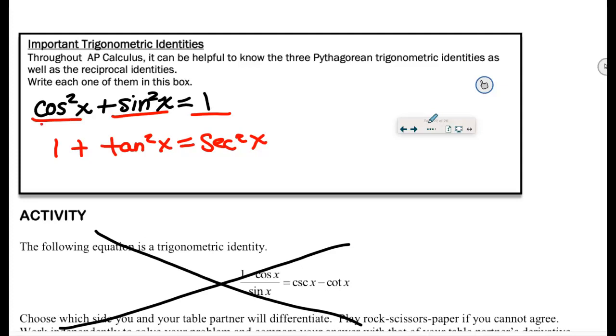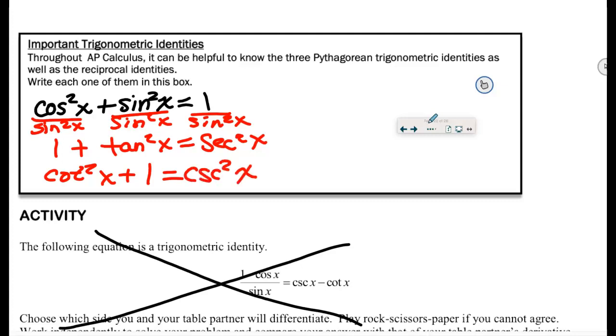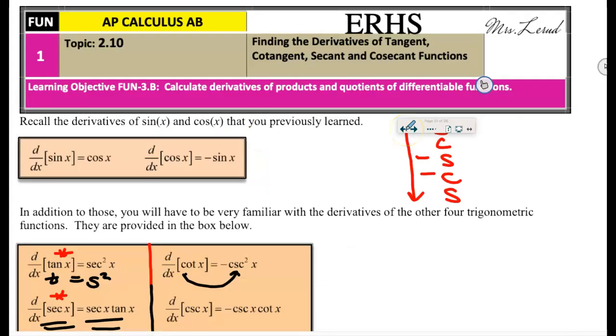Because all you have to do is create your cotangent squared, which gives me cotangent squared x plus 1. Definitively now, I didn't memorize it. I'm just like, oh, I know the 1 equals what? Cosecant squared x. So let's go back to that 1 over here.